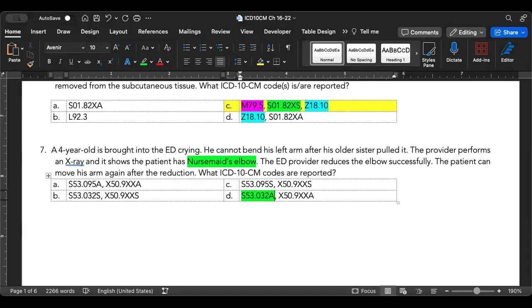Okay. So we need to now code how the nursemaid's elbow happened. Now we need to code where the older sister pulled it. So we're going to go to our external causes again. Our main term in the external causes is going to be pulling, because that's how the elbow came out of place, because it was pulled.